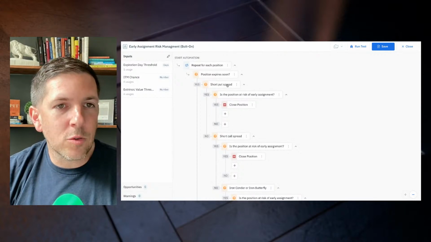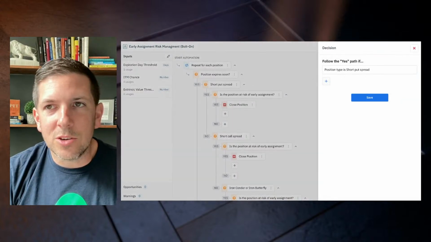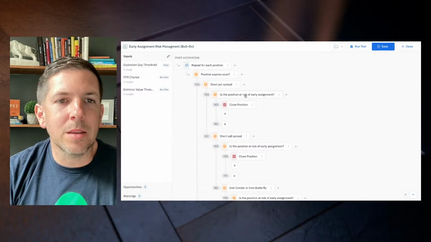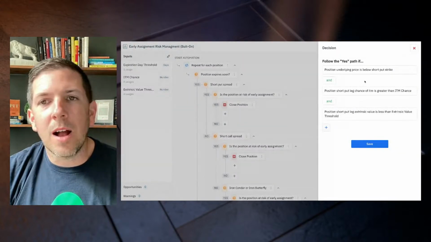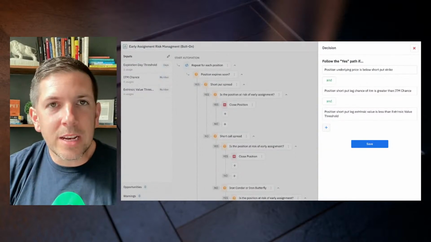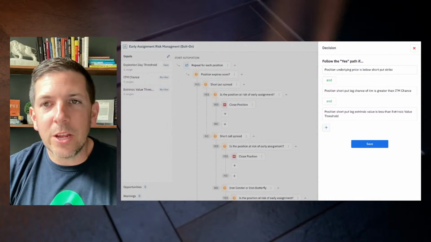Let's say we have a short put spread. It's just asking, is the position type a short put spread? Then it's going to ask the question, is the position at risk of early assignment? Inside of this decision block, I've used a set of grouped decisions. I'm checking 3 different things, and you might not be surprised by these 3 things after the beginning of this video, hopefully going through the slides.